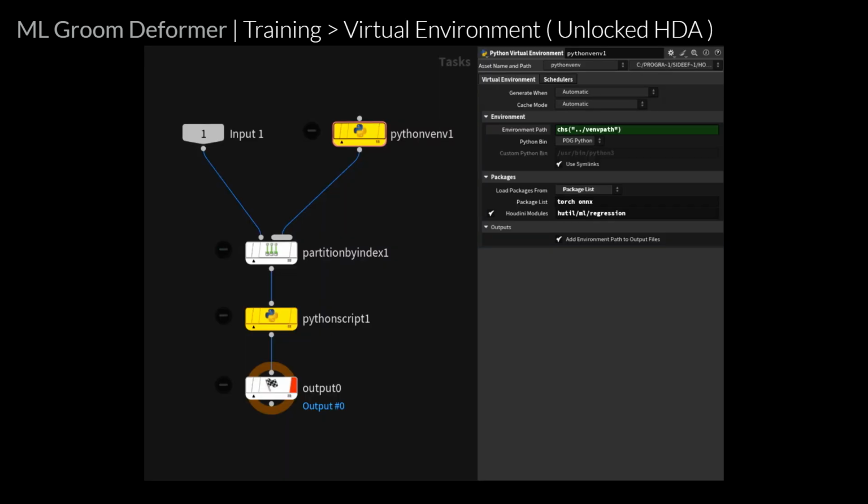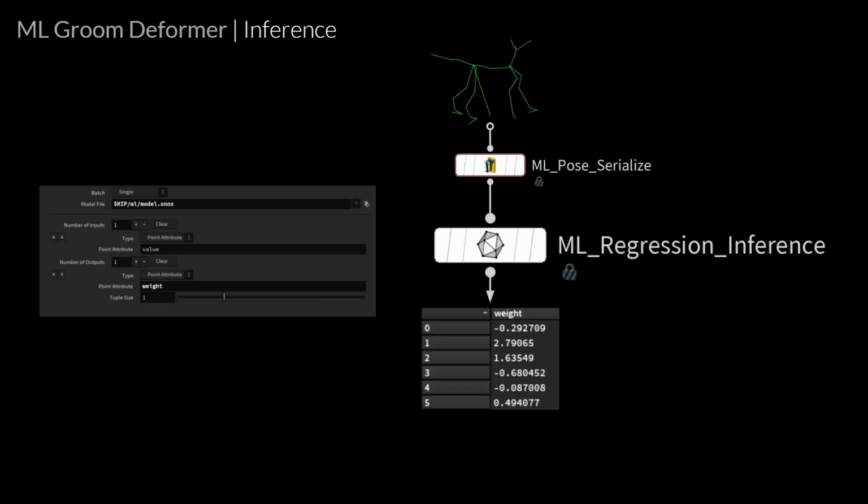The thing that happens under the hood, like this is the unlocked HDA now, is you're basically generating a Python environment and installing PyTorch and ONNX and different libraries that you need for it, but you don't need to do any of that. It just happens under the hood for you. After training, you will end up with an ONNX file.